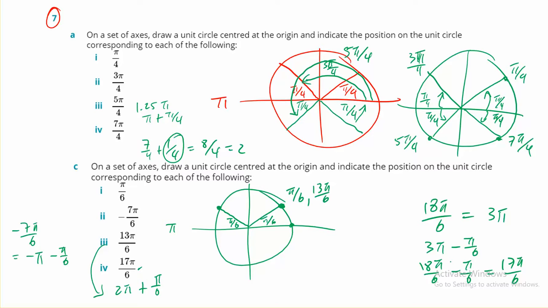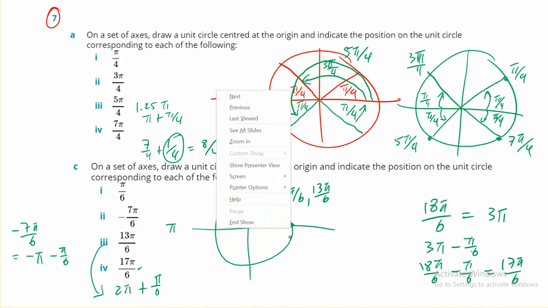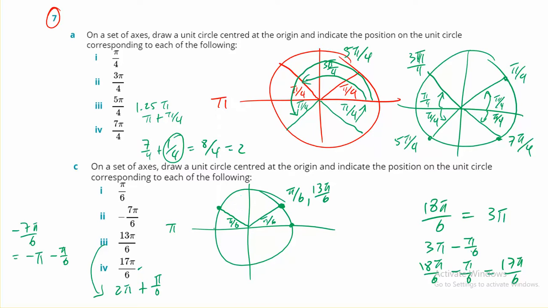Well, it's 3 pi minus pi over 6. So where's 3 pi? So this is 1 pi. So I'm at this position. 2 pi, I'm at this position. 3 pi, I'm at this position. And then you're subtracting pi over 6. So you go back this way. So it's over here. Okay, so this is equivalent to negative 7 pi over 6, but also 17 pi over 6.